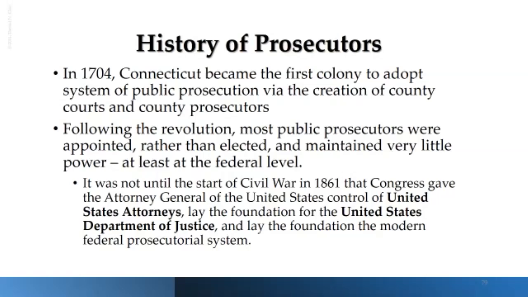So basically, before this period in time, the United States attorneys could kind of generally do whatever they want. So when the Attorney General gets control, it starts to lay the foundation for the later United States Department of Justice, something that you usually hear referred to as the DOJ, right? And what it does is it lays the foundation for the modern prosecutorial system.